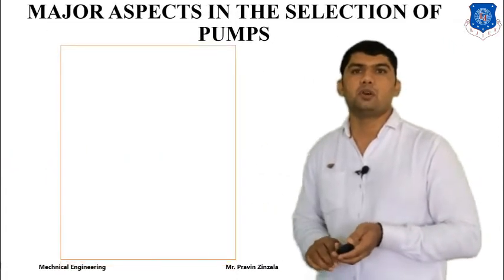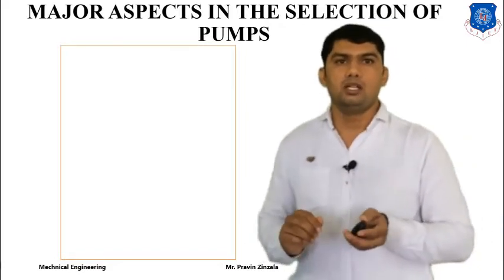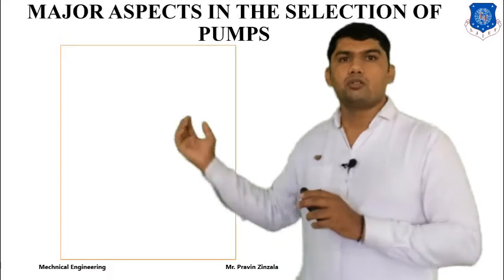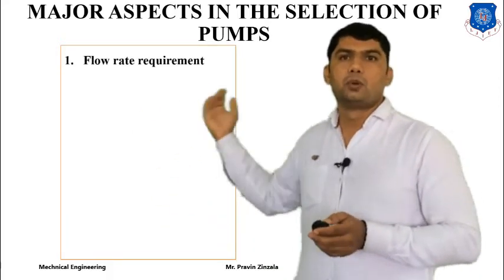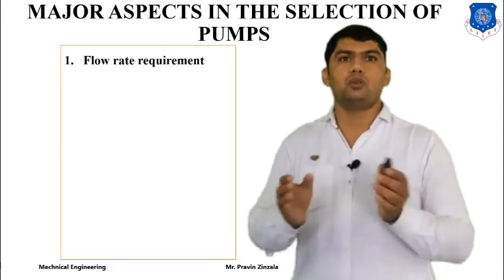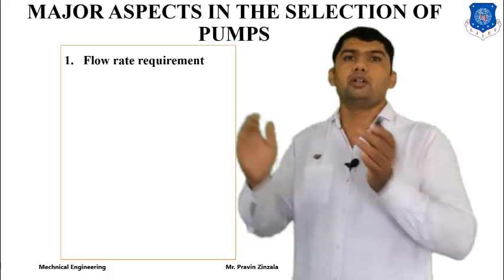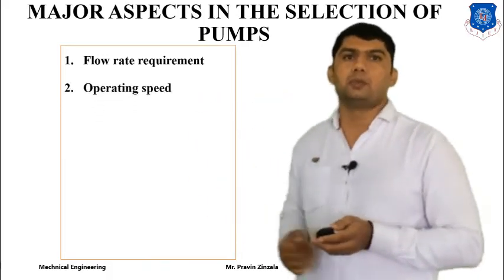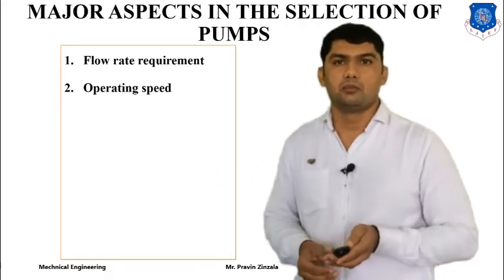Now we will discuss the major aspects in selection of a hydraulic pump. If you want to select a hydraulic pump for a particular hydraulic system, which factors should you consider? First factor is flow rate requirement. According to how much flow you require, you can select the hydraulic pump. Second one is operating speed. At which speed do you want to operate the hydraulic pump?